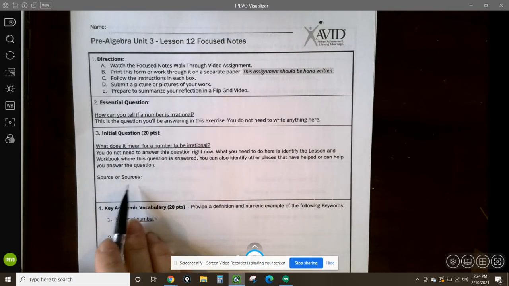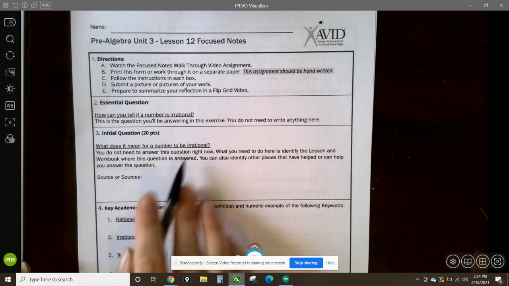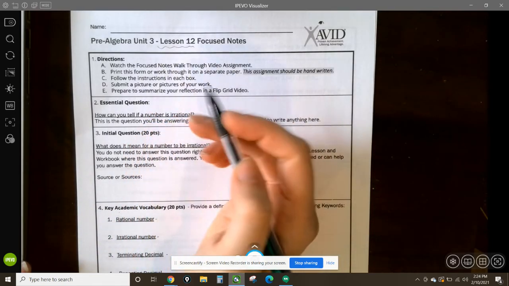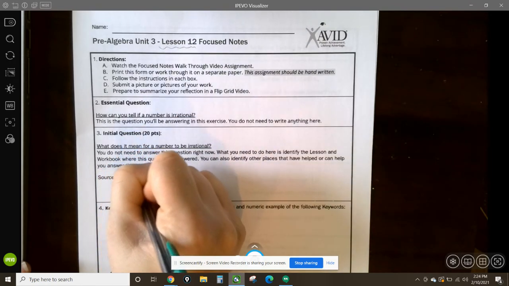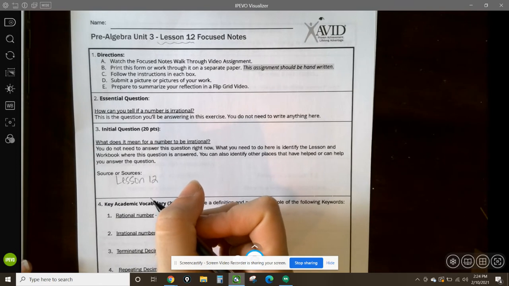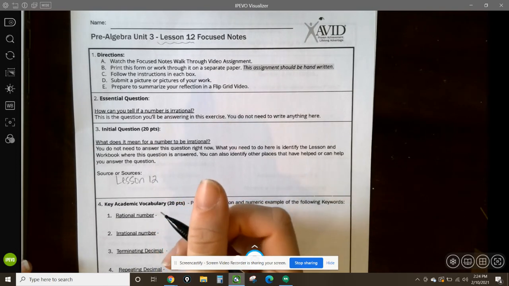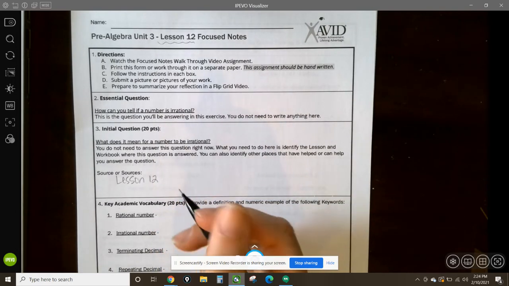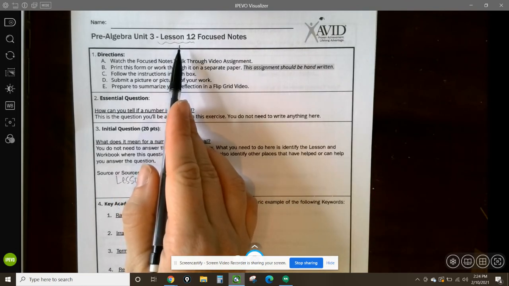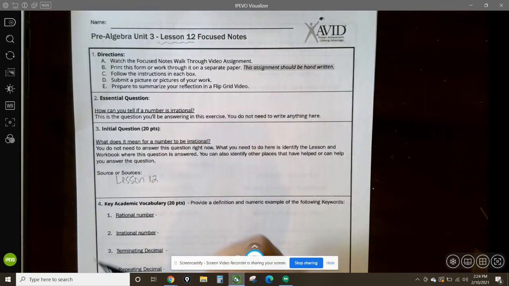So our source or sources, so where can we find information about irrational numbers? Well, this was lesson 12 in our pre-algebra course, so I know that lesson 12 is going to be helpful. And of course, you can go to all sorts of great websites like Khan Academy or Virtual Nerd, and there's many others. But for right now, I'm just going to write lesson 12 because I know I'm going to find what I need in that lesson 12 of our pre-algebra course.